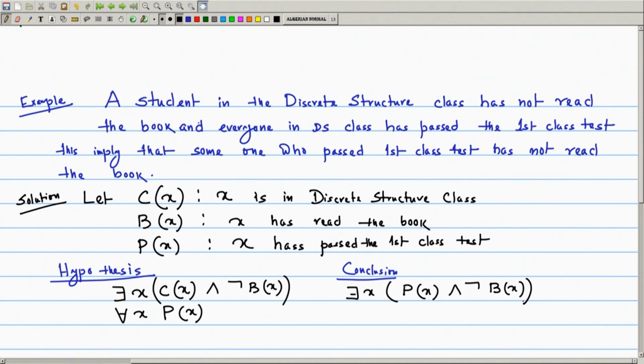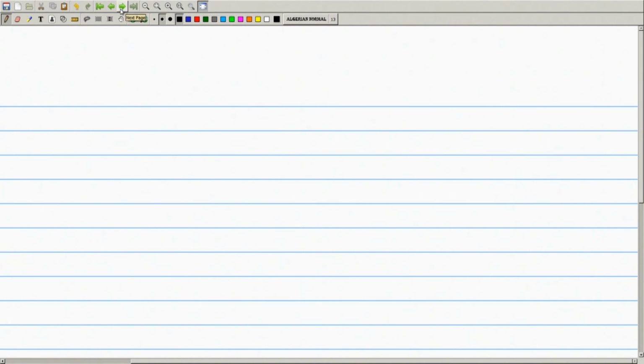Now, there is some procedure to do this. The procedure is that for the solution, we write the steps and the reason.